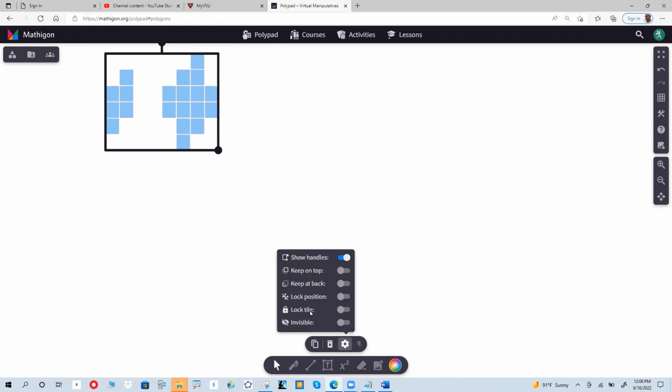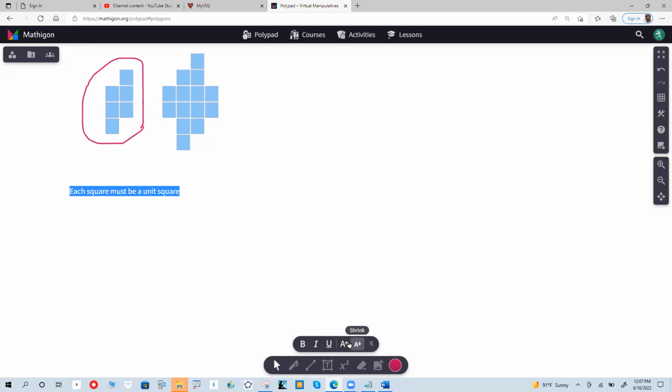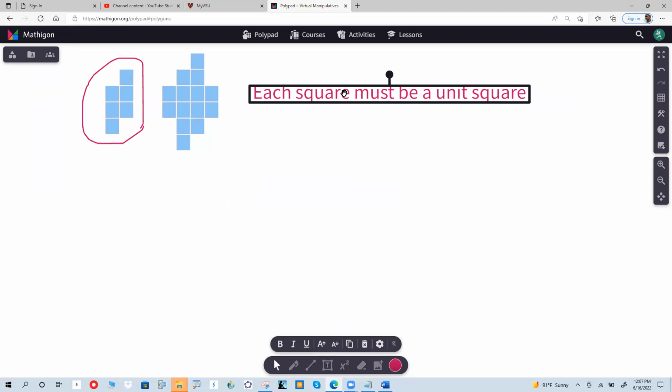Well, if this is 6, I'm going to tell you what I mean by this. If this is 6, there's 6 squares. Each square must be 1. That means each square is a unit square. It's a good conclusion. It's an important conclusion. Let's write it down. Therefore, each square must be a unit square. And that's something we need to understand. I'm going to leave it here.